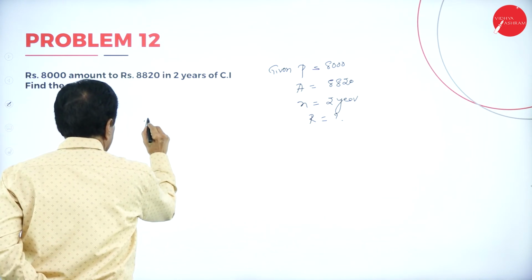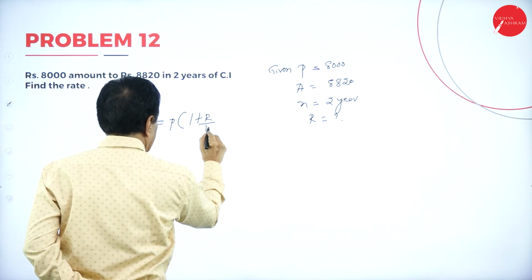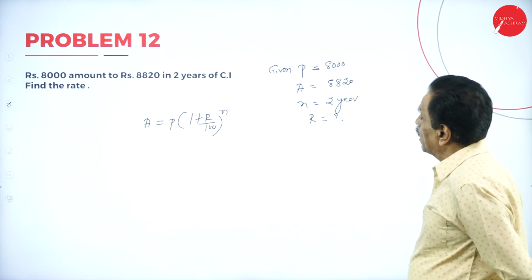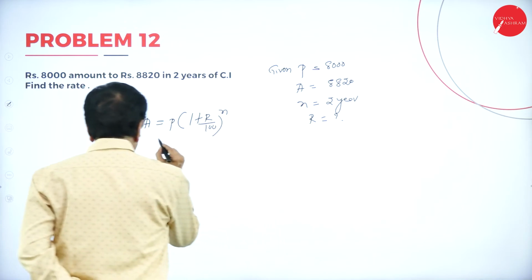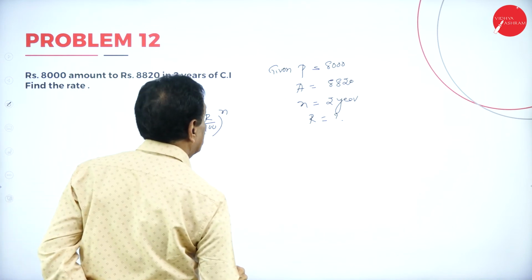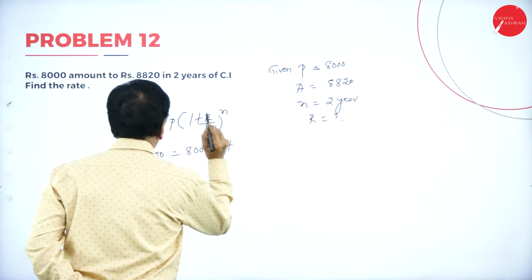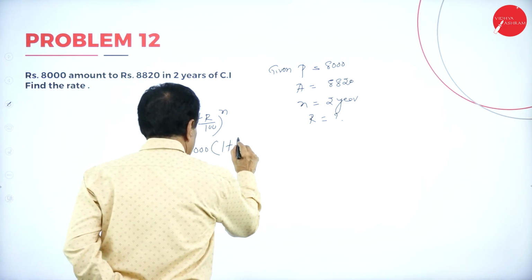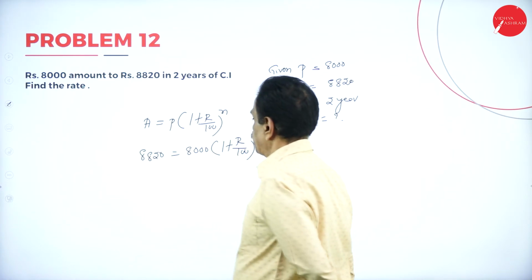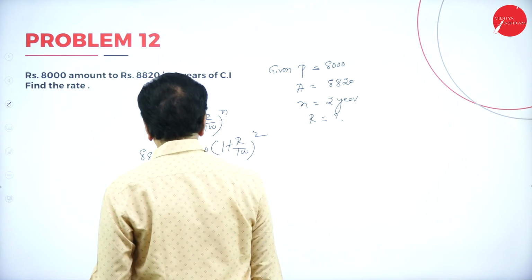A is equal to P into 1 plus r over 100 to the power of n. This is the formula. What's your amount? 8,820. What's your principal money? 8,000 into 1 plus r, we don't know. How many years? 2 years. Simplify this. This is the first step. Next step.